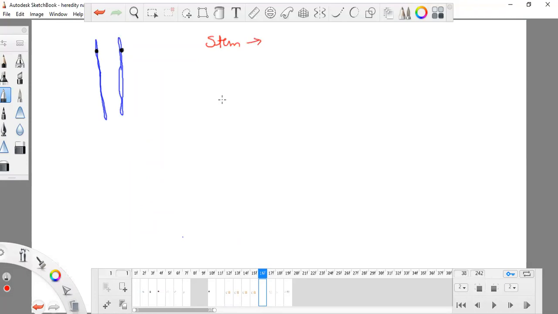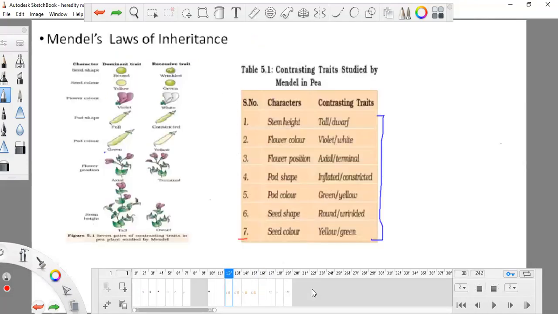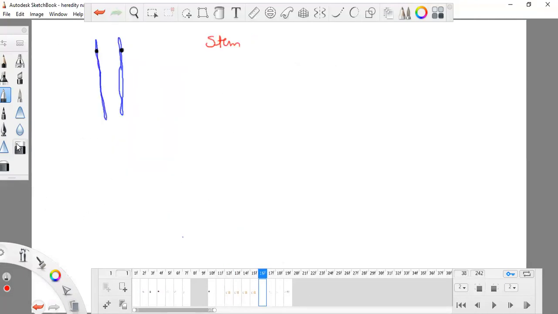So Mendel chose 3 things. Mendel chose this character, that is stem height of P. Second was seed shape, and third was seed color.